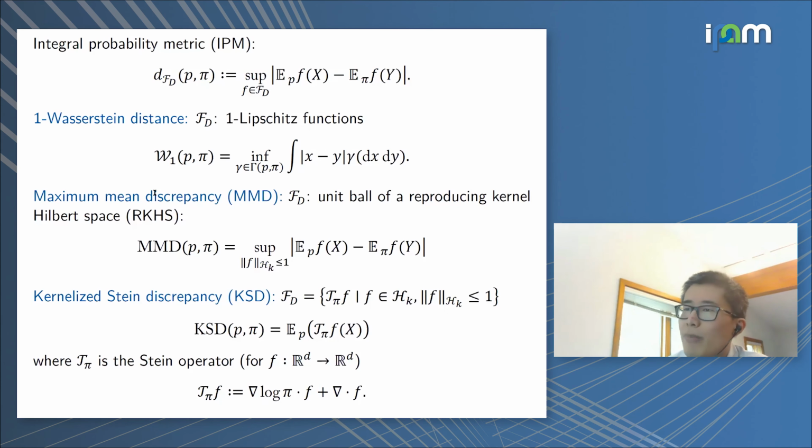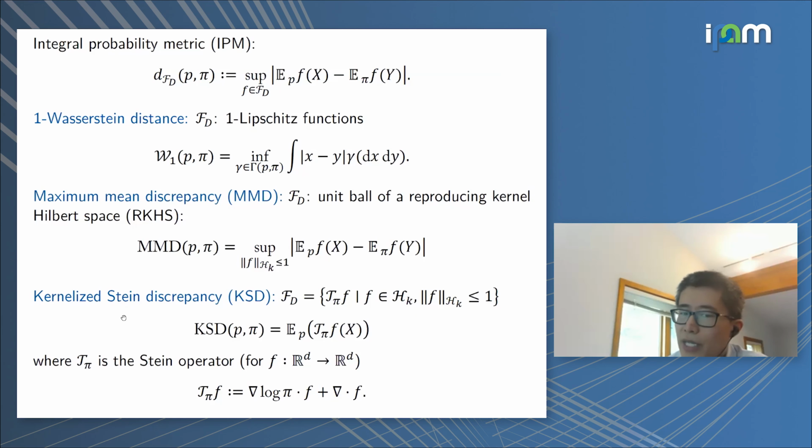Another popular metric, especially in the machine learning literature, is the so-called MMD, the maximum mean discrepancy, where the function class is taken as the unit ball of a reproducing kernel Hilbert space. If you do not know what a reproducing kernel Hilbert space is, you don't need to worry, because I'm not going into the details anyway. But this is like a weak Sobolev norm, a negative Sobolev norm from a PDE point of view.